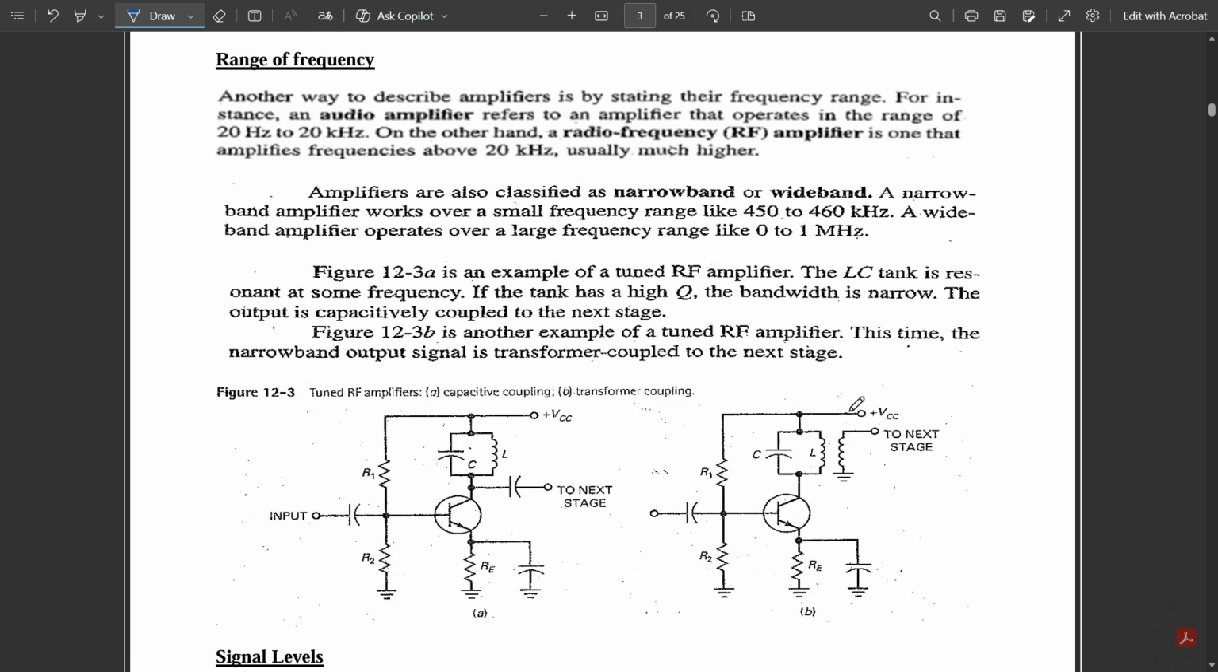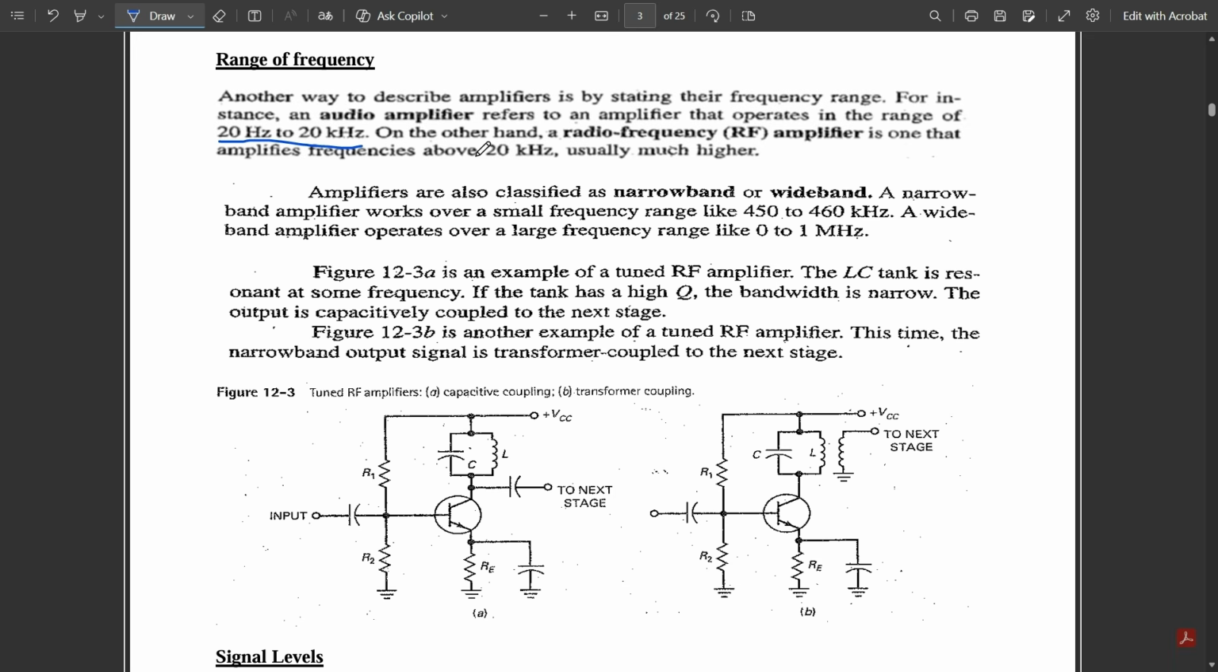Now, range of frequencies. In the concept of range of frequency, another way to describe amplifiers is by stating their frequency range. For example, an audio amplifier refers to an amplifier that operates in the range of 20 hertz to 20 kilohertz. This means that the bandwidth would be obtained between 20 hertz and 20 kilohertz, right? So this is the fixed frequency range. For that fixed range, we are obtaining the amplifier characteristics and matching with respect to that range.